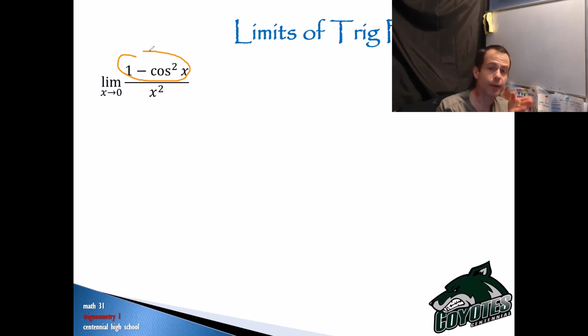So 1 minus cos squared x is sine squared x. So that can be now written as the limit of sine squared x over x squared as x approaches 0.